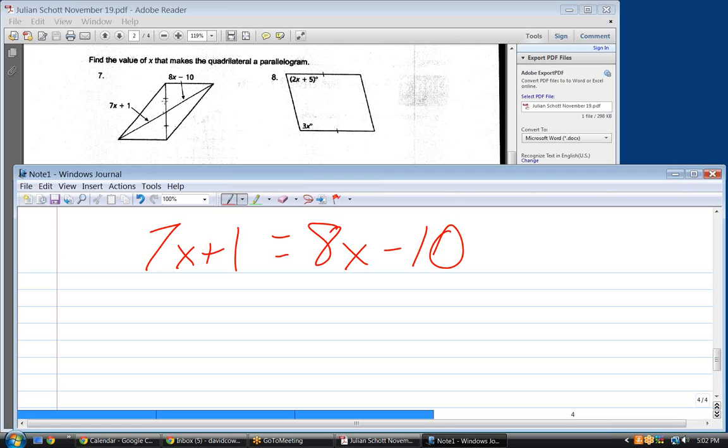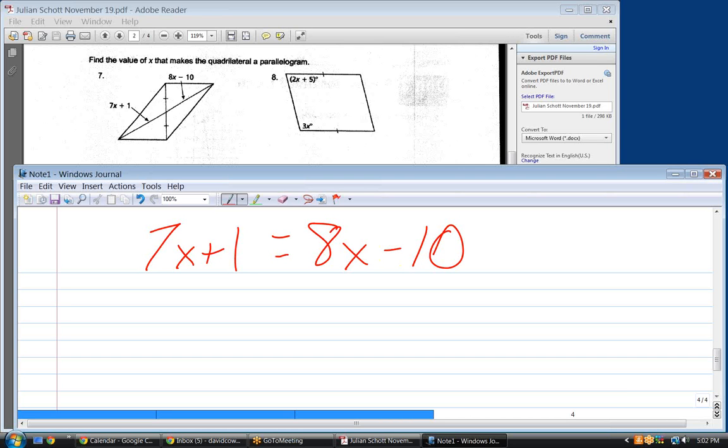But if this is equal to that, and they're telling us that it is, then as long as this is equal to that, we have a parallelogram. So let's solve this equation. So you combine like terms? Should we do the x's or just the numbers first? Let's do the x's first. Alright, so let's go minus 8x.